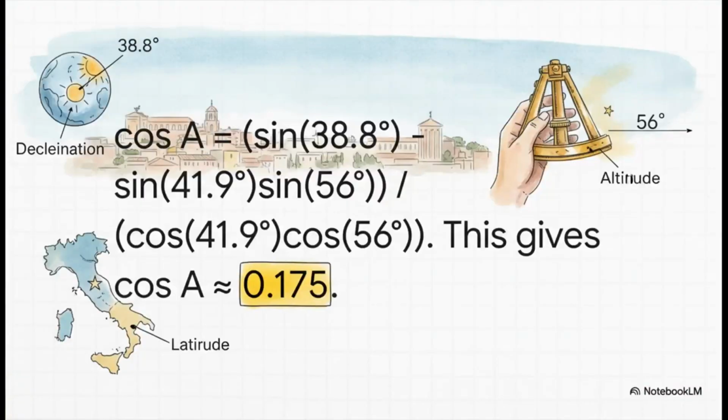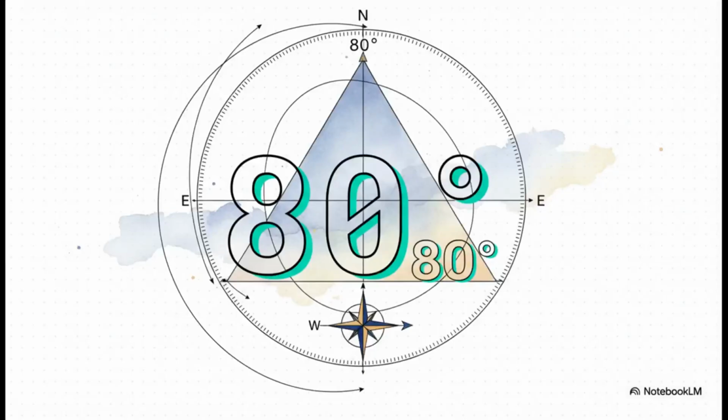Next, let's find the azimuth. We take our second formula and substitute in the known values. But remember, we also need to include our freshly calculated altitude of 56 degrees. We plug everything in, do the arithmetic, and we get a value for the cosine of A of roughly 0.175. And for the final step, we take the inverse cosine or arc cosine of that value. The result is an azimuth of approximately 80 degrees. So we have our two answers, an altitude of 56 degrees and an azimuth of 80 degrees.